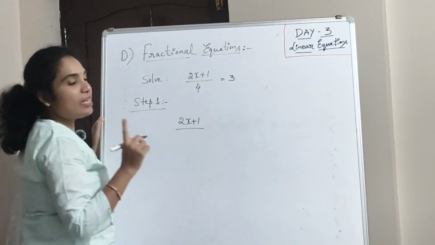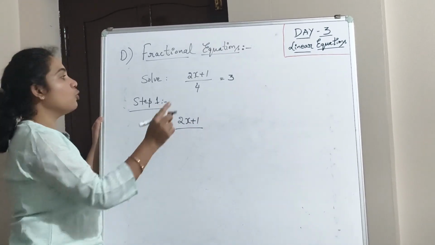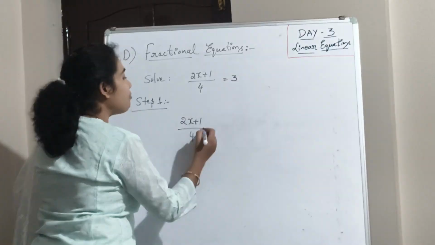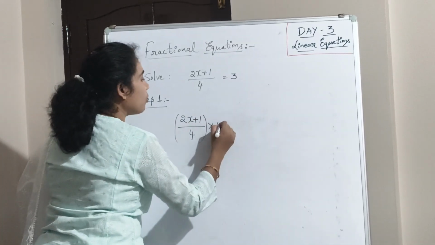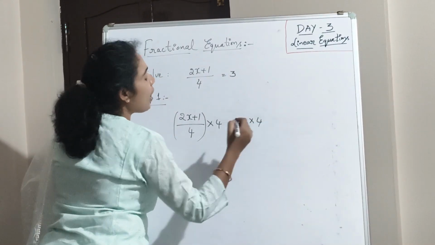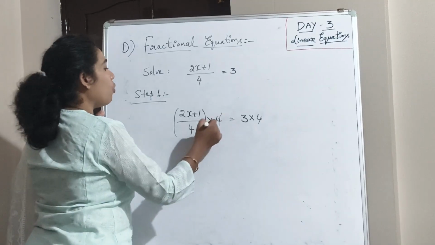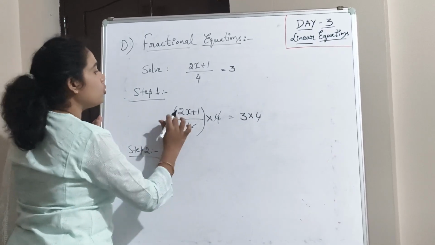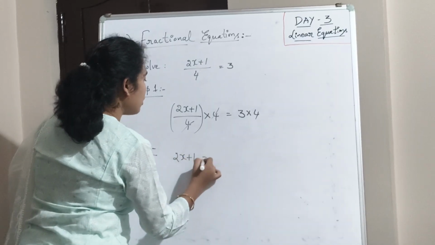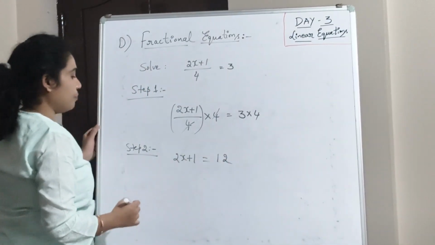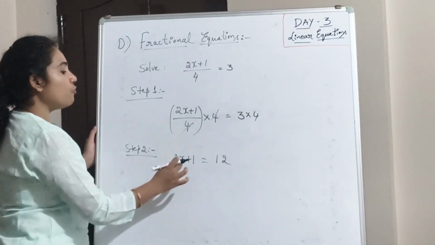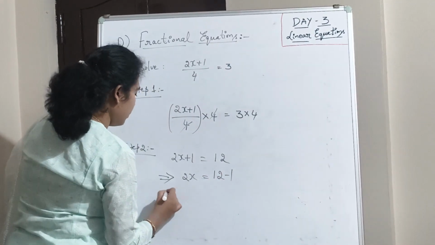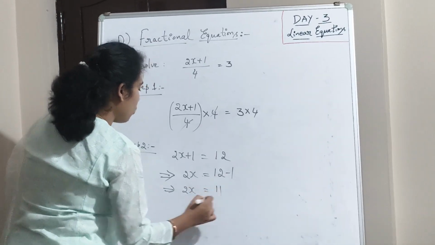So, equation means balance. Whatever the action you are doing on the left hand side, the same has to be done on the right hand side also. So, on the left hand side, I am multiplying with 4. So, on the right hand side also, we have to multiply with 4. Now, 4 gets cancelled. Okay. Now, 2x plus 1 will be equal to 3 4s are 12. Okay. Now, move this 1 to the RHS side. Then plus 1 becomes minus 1. So, 2x will be equal to 11.